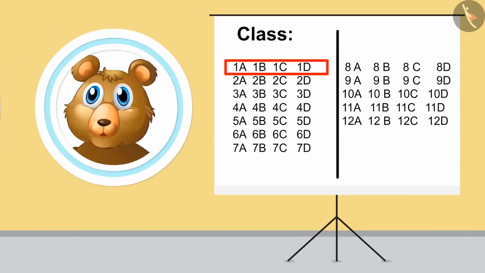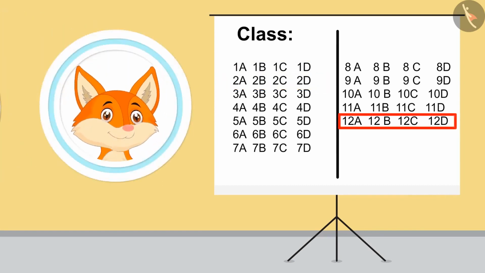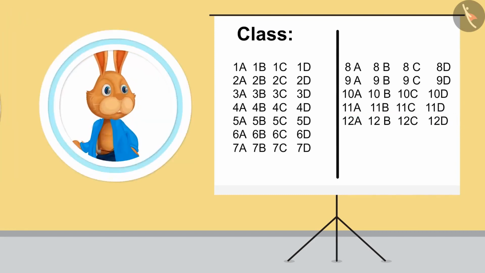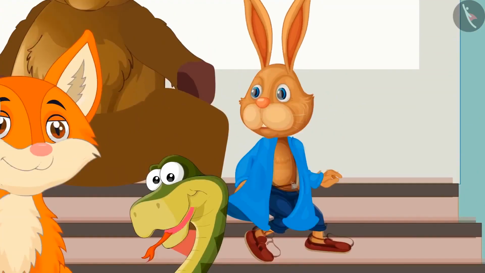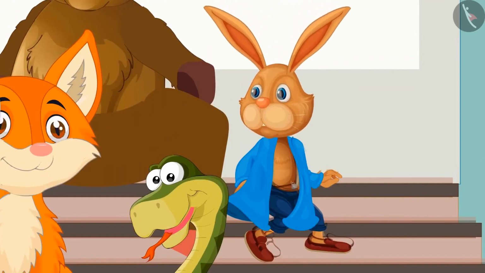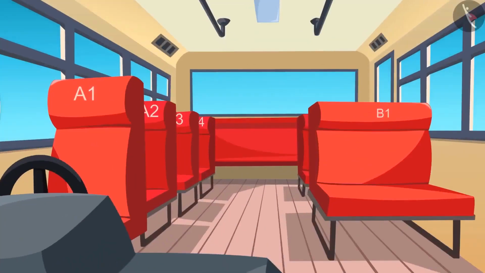Yes, yes. 1A, 1B, 1C and 1D. Then 2A, 2B, 2C, 2D. Yes, till 12th, all classes are named like this, with numbers and alphabets together. How beautifully it becomes a pattern. Yes, I have never thought about this. Have you seen these numbers elsewhere? Kids, you can pause the video and think about similar patterns. On the seats of the bus. On the seats of cinema hall.